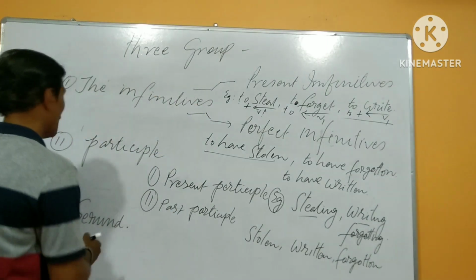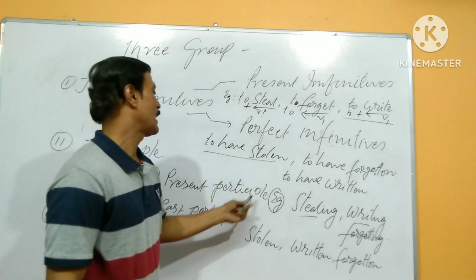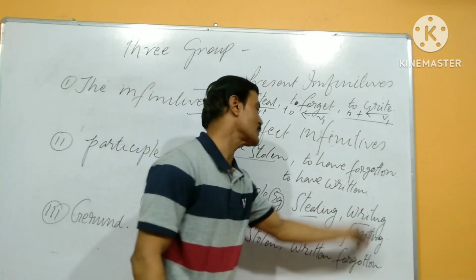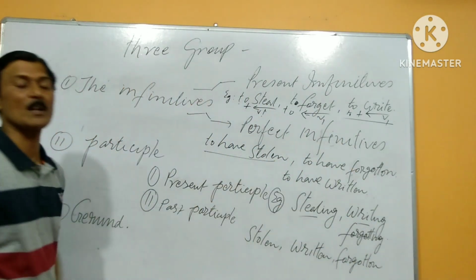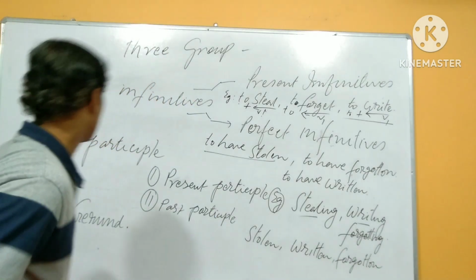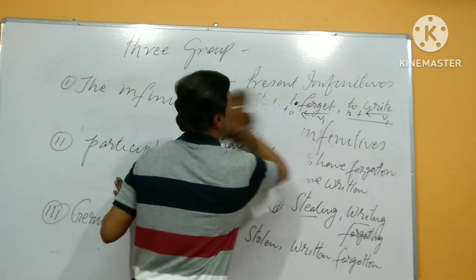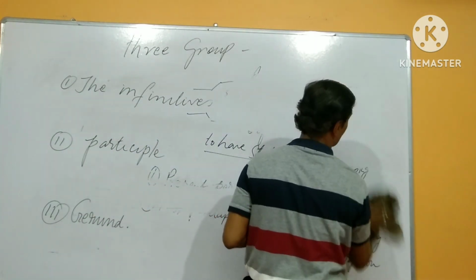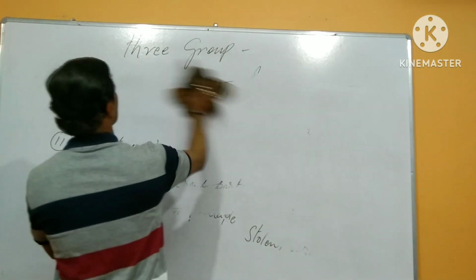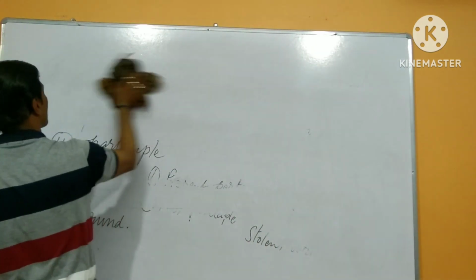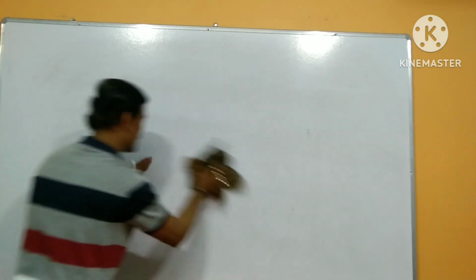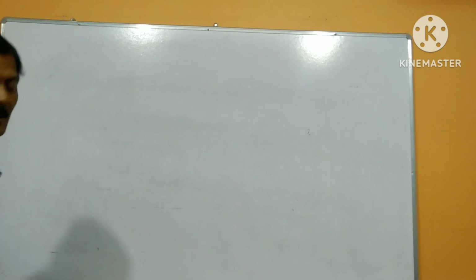Okay, and this is a present participle: stealing, writing, and forgetting; and past participle: stolen, forgotten, written. So for the gerund, I have both here, and I will definitely write more so that all of you are clear. If you are interested, don't lose your patience.